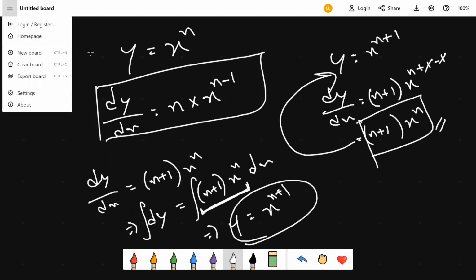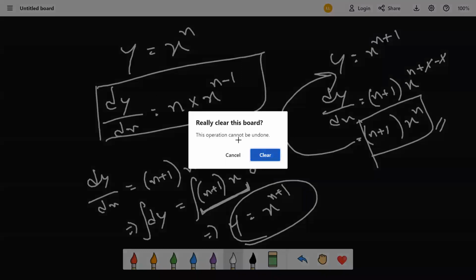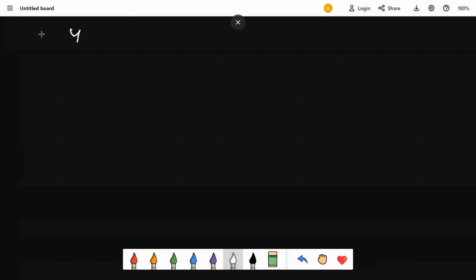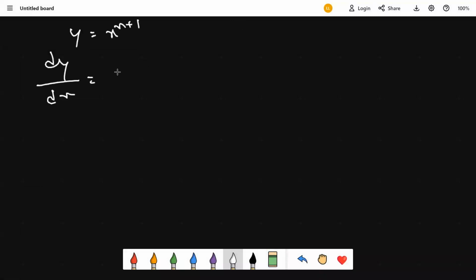So if we write this much more clearly, differentiating y equals x to the power n plus 1 gives us n plus 1 into x to the power n. That means now if we integrate this dy by dx, also remember here we do have an imaginary 1, isn't it? Now, why do I say that?